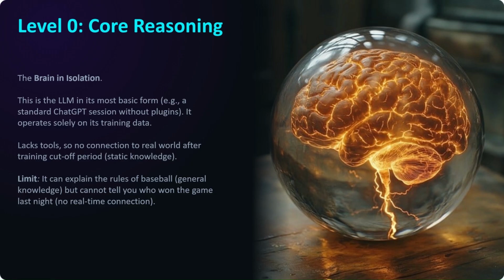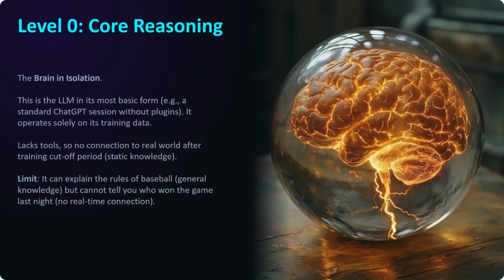We start at level 0, the core reasoning system. This is the brain in isolation. Think of a standard ChatGPT session with no plugins. It operates solely on its vast pre-trained knowledge without any tools, memory, or interaction with the live environment. Its strength lies in this extensive training, allowing it to explain established concepts, but with a trade-off in lack of real-time awareness. It works blindly to any event or fact outside its training data.